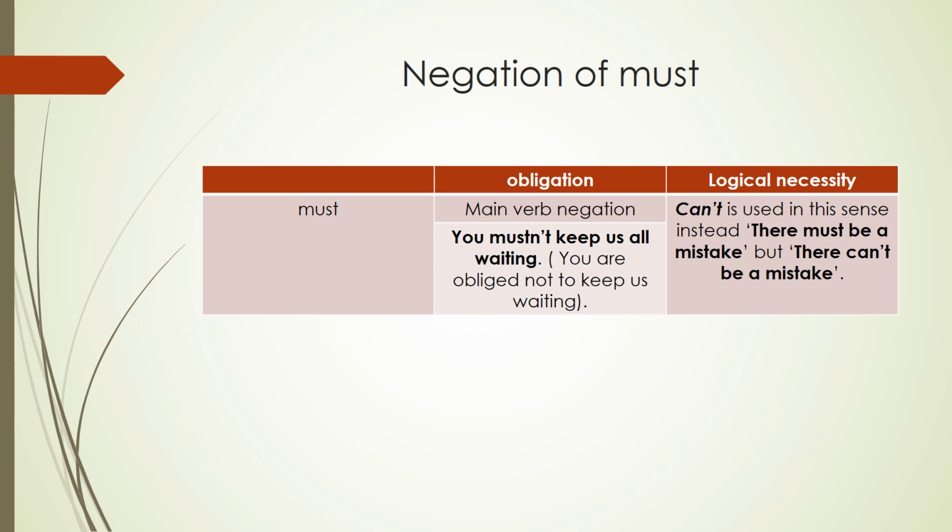You mustn't keep us all waiting. It means you are obliged. You see, the meaning of you must means you are obliged, while not is used to what? To negate the main verb, not to keep us waiting.